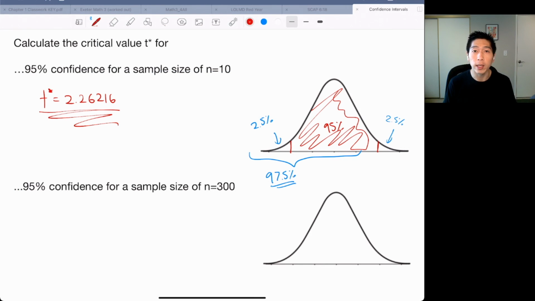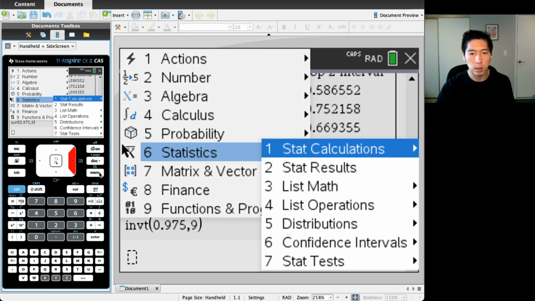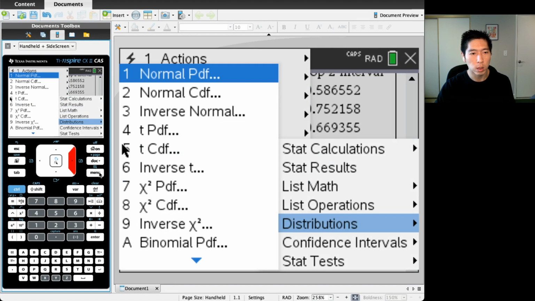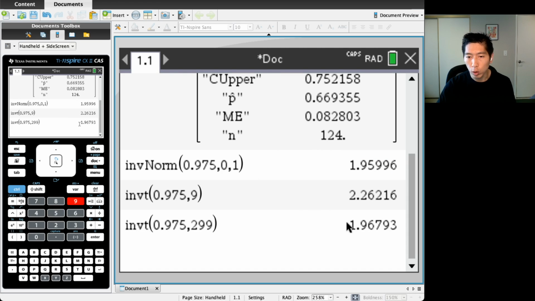We could do this again with a sample size of 300. Remember, the degree of freedom is just the sample size minus 1, so this one would be 299. Let's type that into our calculator. We're going to go to Menu, Statistics, Distributions, Inverse T. We're going to use 0.975 for 95% confidence level. And this time, our degree of freedom is going to be 299 for our sample size of 300. So notice that we get a critical value of 1.96793, very close to the z-star critical value of 95% confidence level.